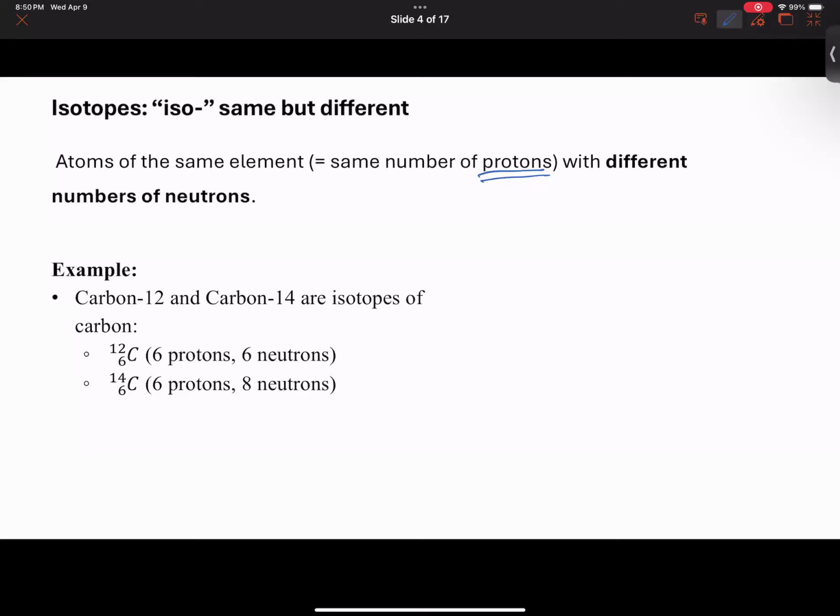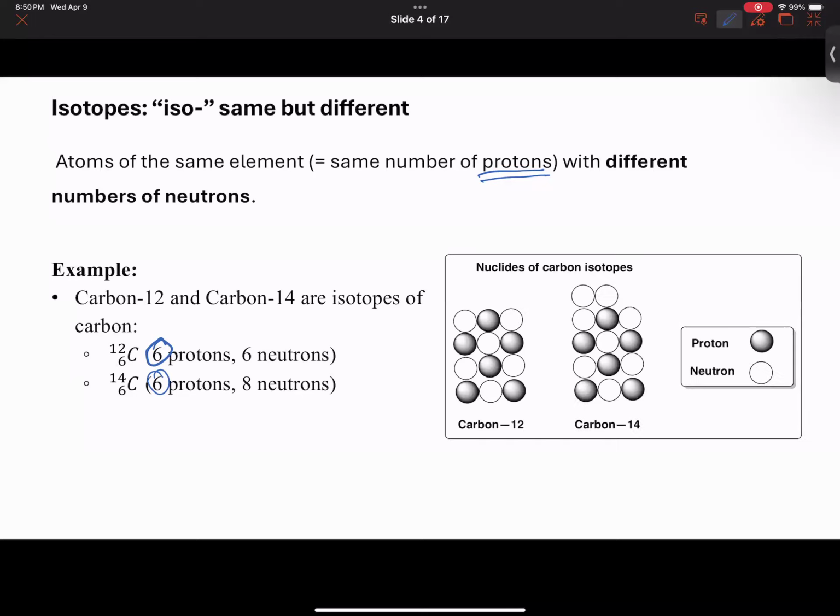So let's compare these two isotopes. Carbon 12 and carbon 14 are both carbons, meaning they have the same number of protons but a different number of neutrons. This diagram represents the nuclei of carbon isotopes. Carbon 12 and carbon 14 both have 6 protons: 1, 2, 3, 4, 5, 6. But carbon 12 has only 6 neutrons, while carbon 14 has 8 neutrons. Because their number of neutrons is different, their mass is different. But because their numbers of protons and electrons are the same, their chemical properties are exactly the same. The only difference is their mass.